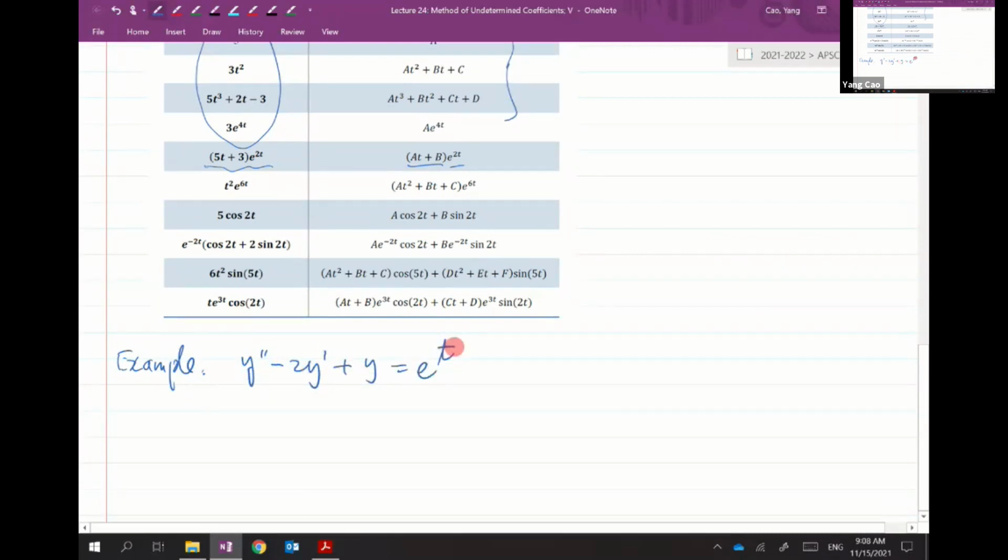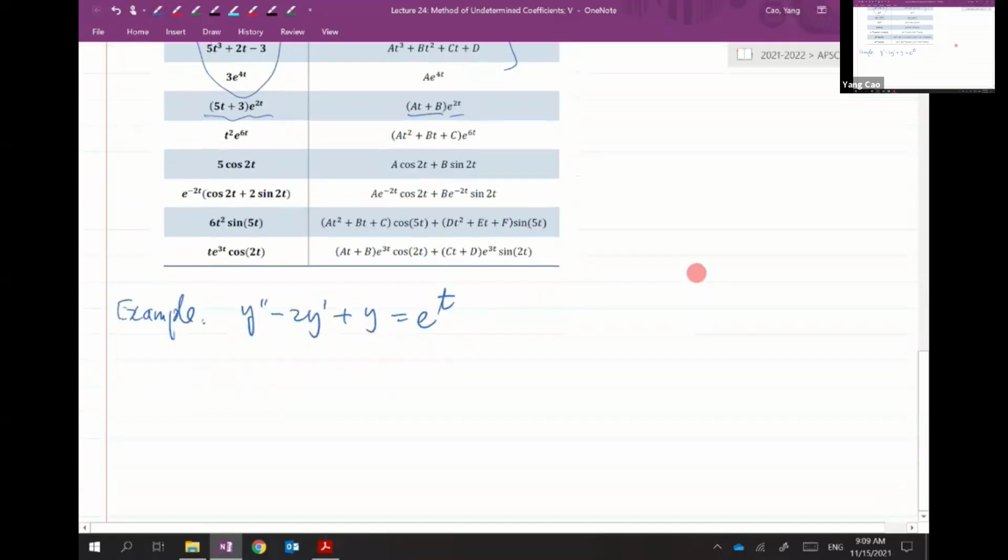Let's say I have a non-homogeneous second order differential equation with constant coefficients here. Step one is to write down the characteristic equation and then solve for lambda, and you get lambda is 1. So there's only one solution. It's a repeated root, a double root. Lambda 1 is 1, lambda 2 is also 1.